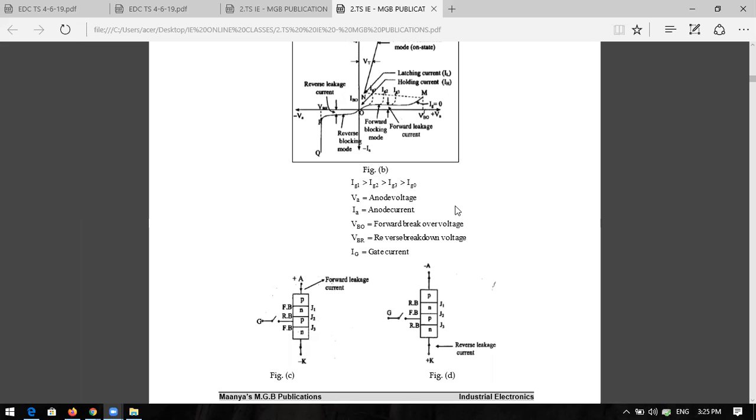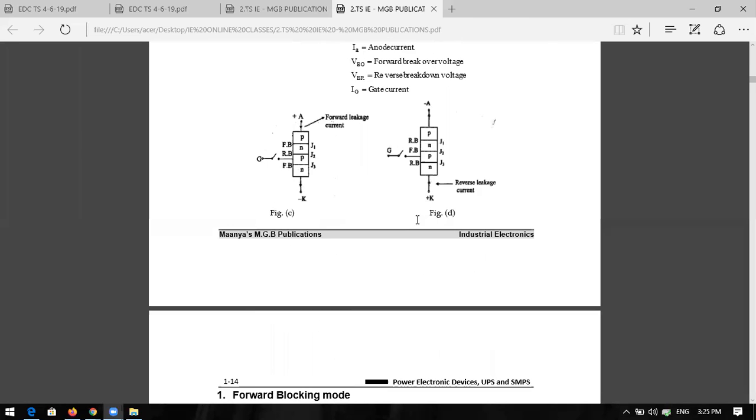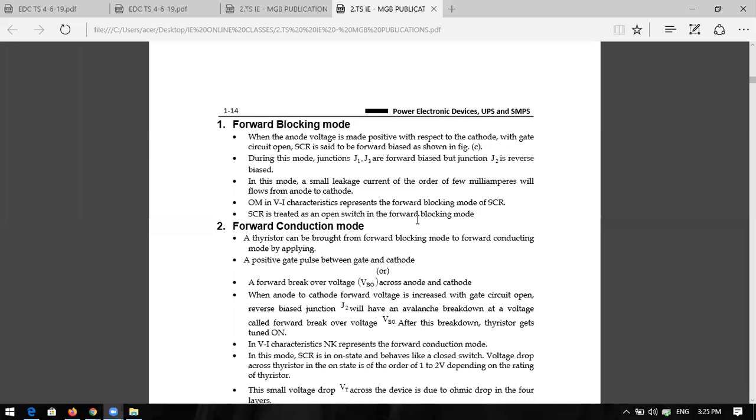And what is VBR? This is the knee voltage, or VBR, which you can call the reverse breakdown voltage. And what is IG? IG is the gate current.